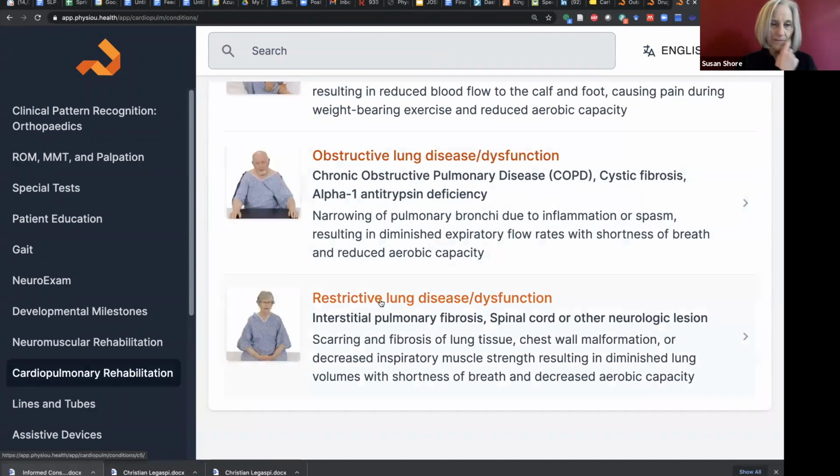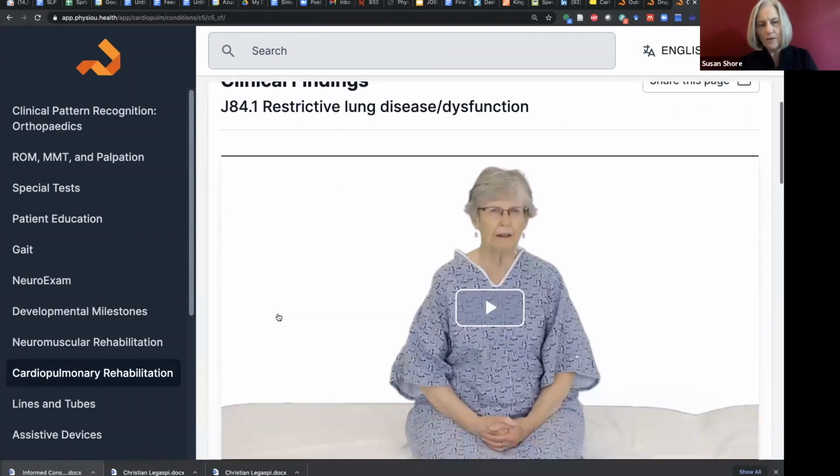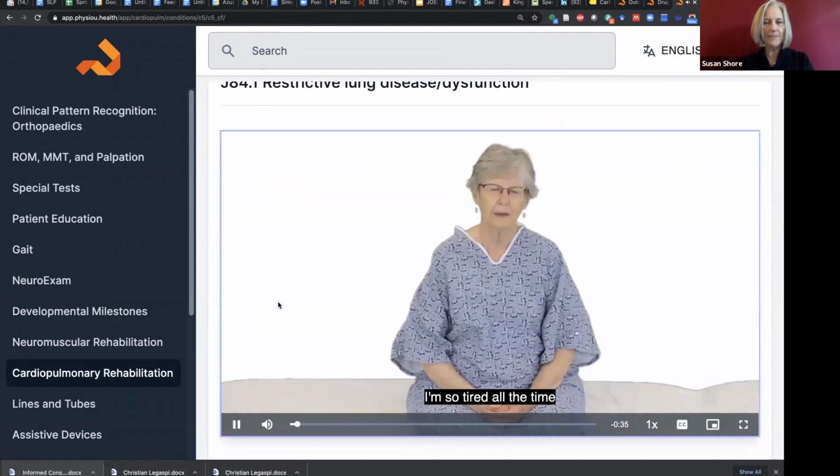Pick one. Sure, restrictive is fine. We pull that up. Clinical findings. Well, let's see what that patient complained of.